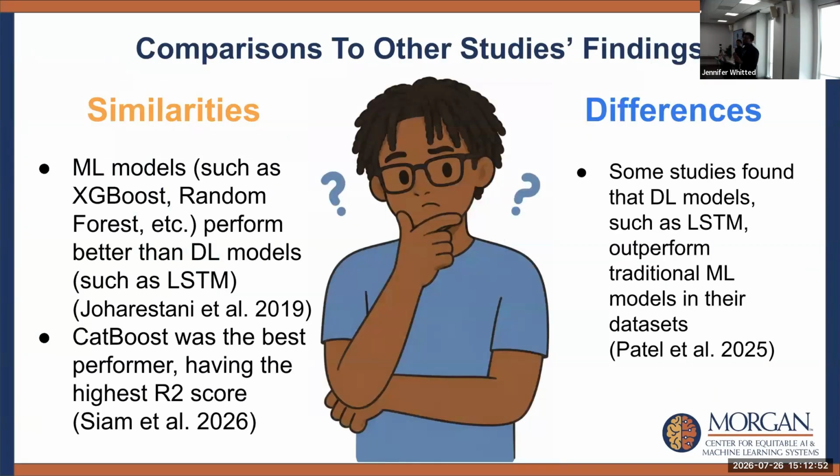Now, when we looked at other studies, we found some similarities and differences with our findings. Just like other studies, our machine learning models perform better, which was the case in a lot of other studies. Another similarity is that CatBoost, which is gradient boosting, was the best performing model for our area and for other areas as well. One difference was that although most studies agreed with us, some studies saw deep learning models outperforming traditional machine learning models, specifically LSTM, or long short-term memory models.